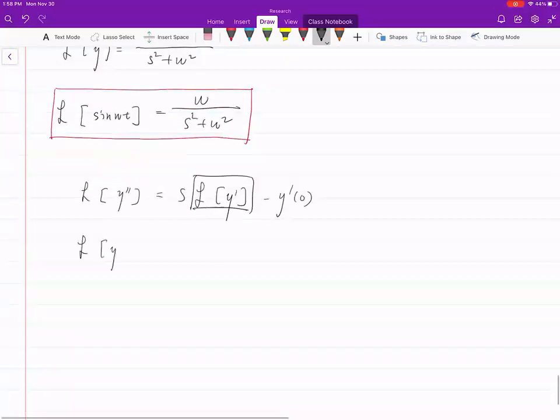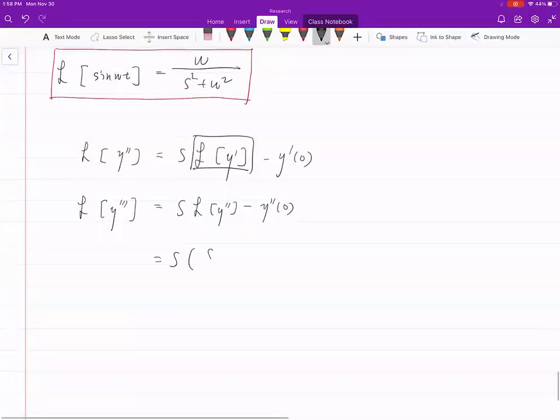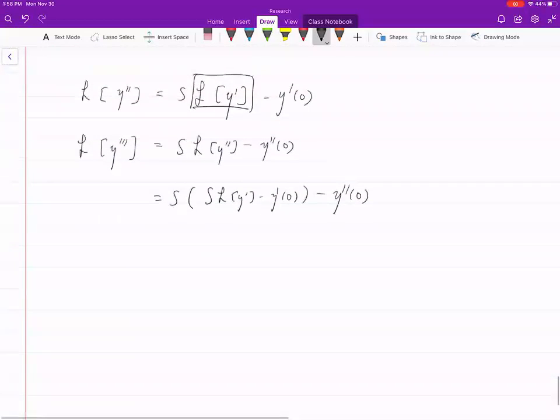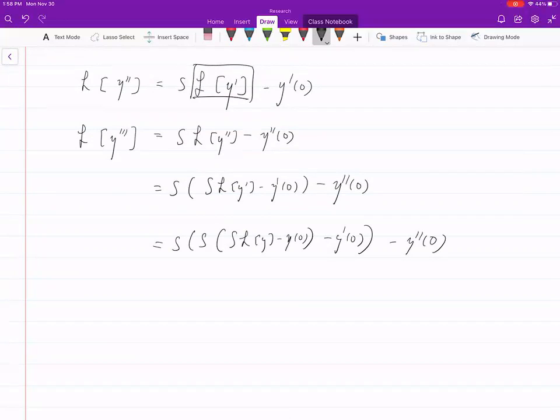What about this? Y prime prime prime. Well, that's going to be s L y prime prime minus y prime prime 0. Good so far? Then s L y prime minus y prime 0, minus y prime prime 0. Okay. Then s, minus. Sounds good? So what's going to happen?